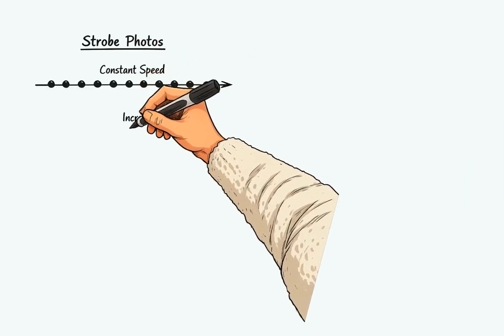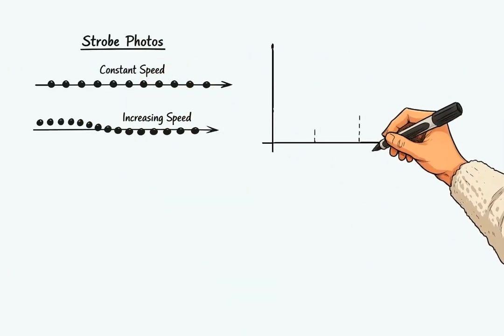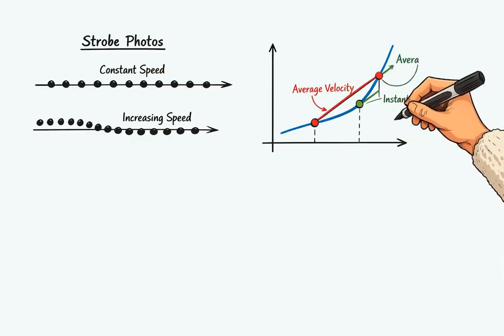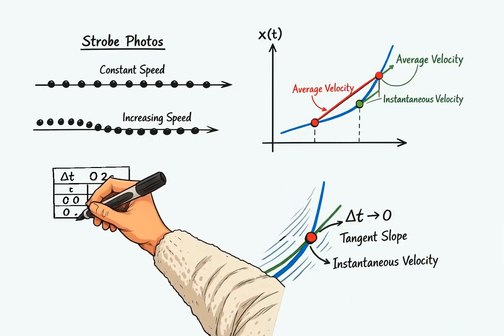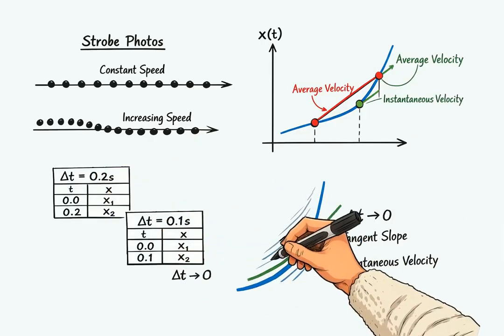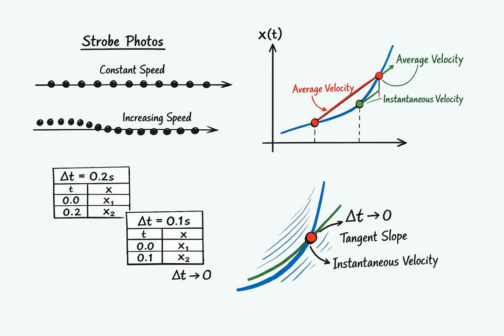Motion diagrams and strobe photographs offer the same idea in a more experimental form. If a strobe flashes every 0.10 seconds and a moving object leaves dots at each flash, each dot is a position at an instant. Equal spacing means constant speed. Closer dots mean smaller speed. Wider gaps mean larger speed.